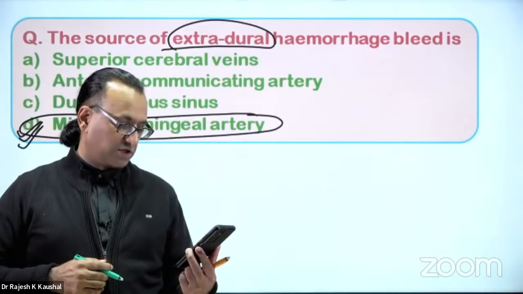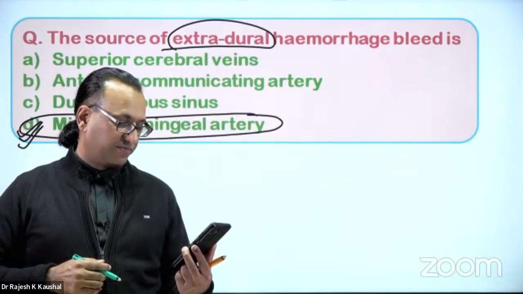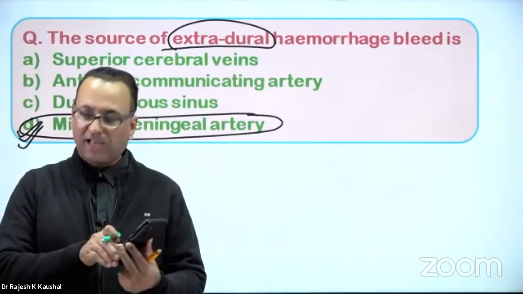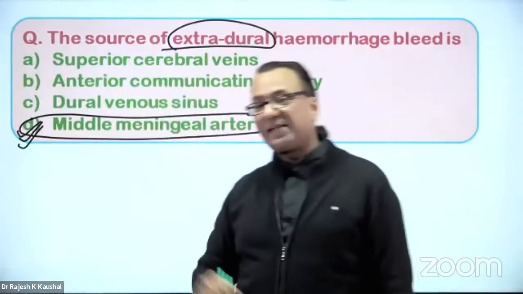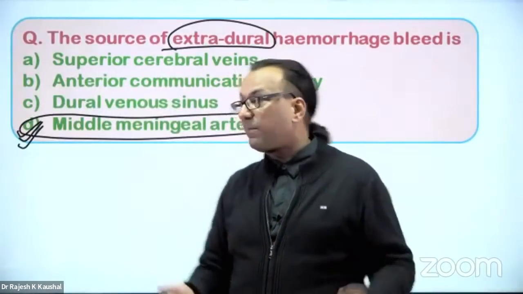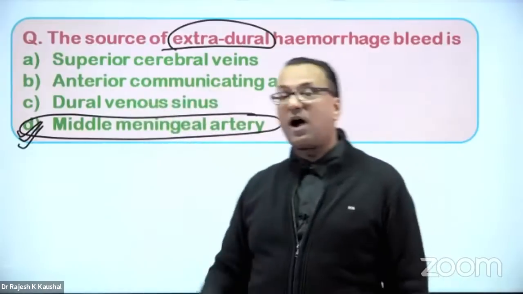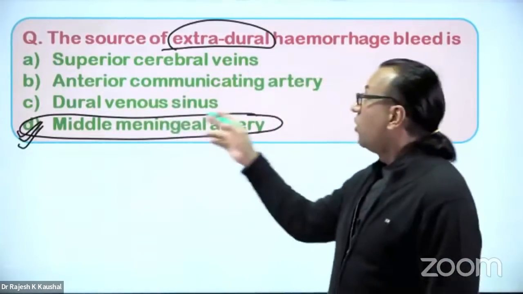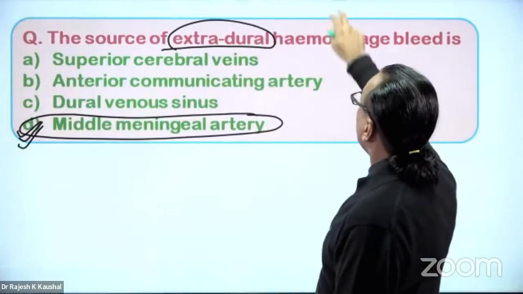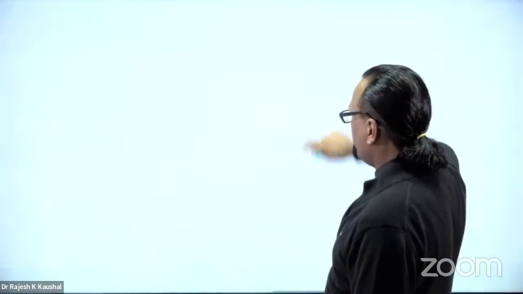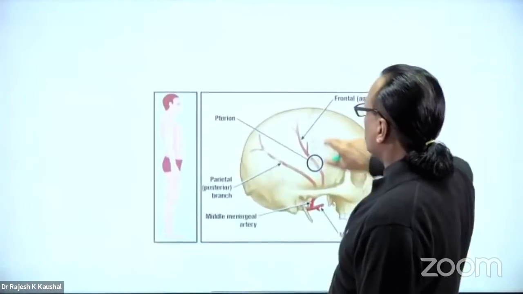Devlina, Patra, Chandrasekhar, Hitesh, Love. Anterior, fantastic. Yes. Then what about the superior cerebral veins? What if they bleed? Where is the hematoma? Or if the anterior communicating artery is bleeding, where is the hematoma? Or if there's a bleed in a dural venous sinus? Let us find out.